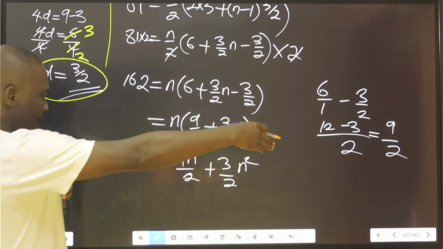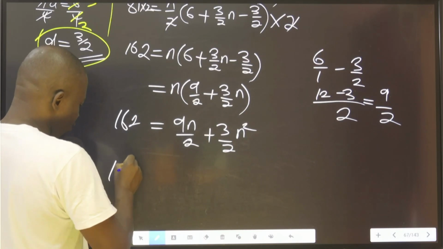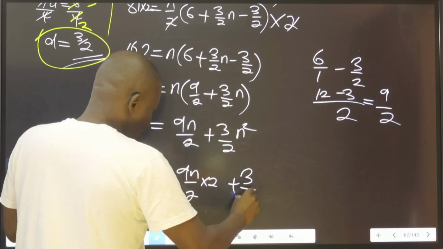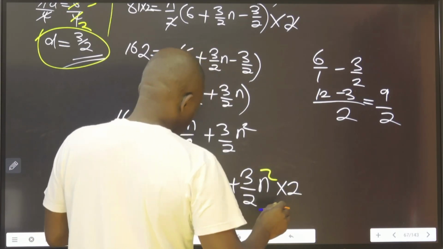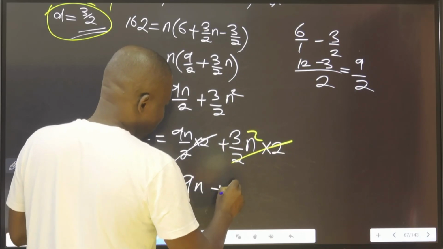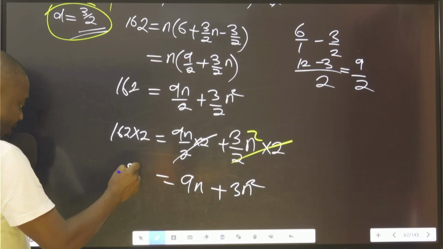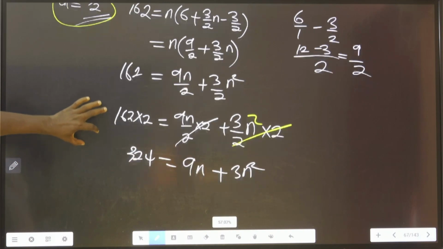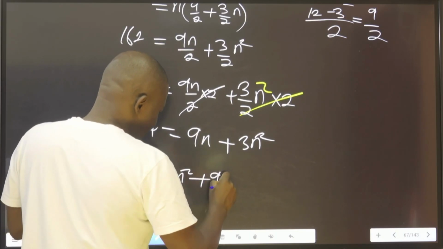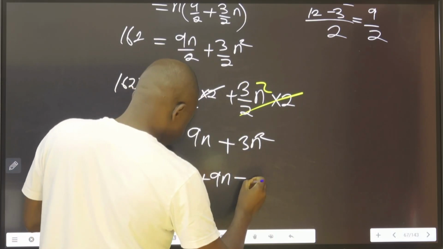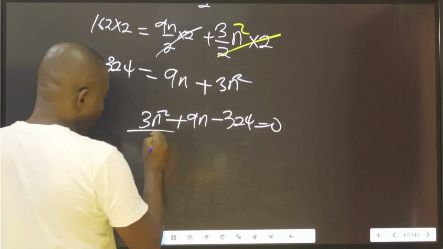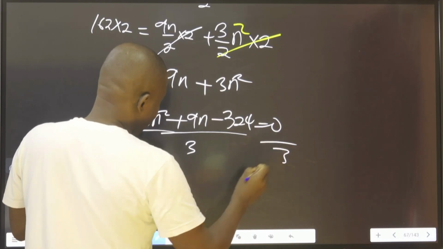We multiply throughout by 2. That's 162 multiplied by 2 equals 9n over 2 multiplied by 2 plus 3 over 2 n squared multiplied by 2. You agree with me? This and this will cancel. We have 9n plus 3n squared equals 324. You agree with me? Now we can rearrange everything to have 3n squared plus 9n. Move this to this side to have minus 324 equals 0. So with this now, we can divide throughout by 3.